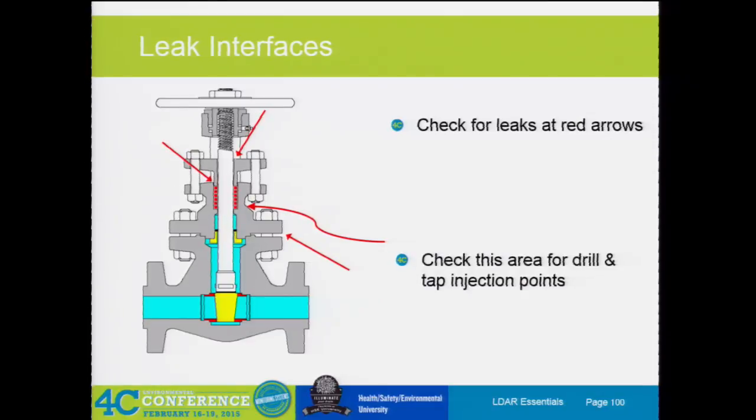Okay, so I'll just not use the pointer and stand over here. That thing's bright though. So this is your stem and your packing. Those two spots right there are going to be the spots that leak the most. This is your bonnet down here. I don't know why it's not shown. Usually it's right here.